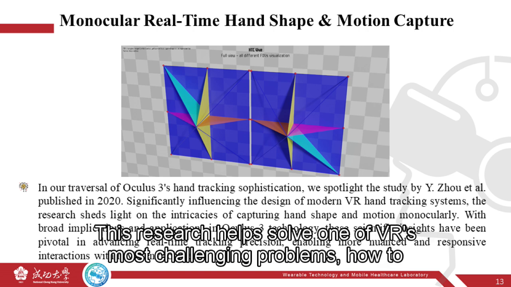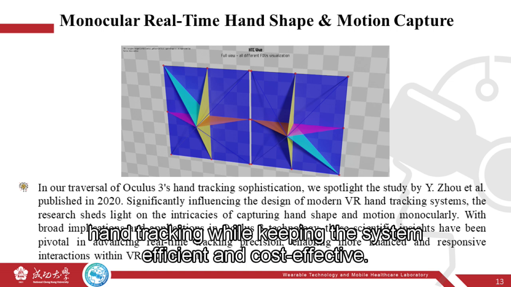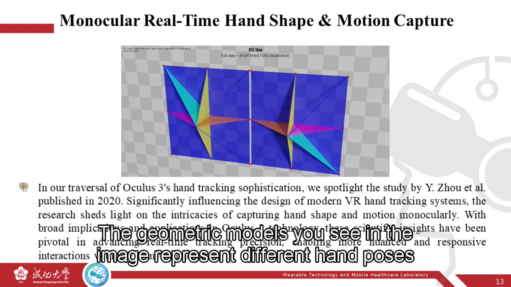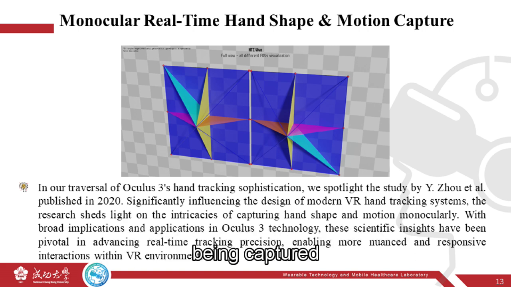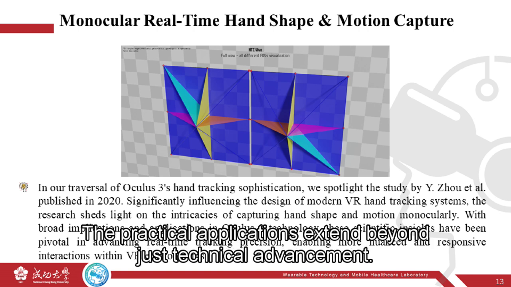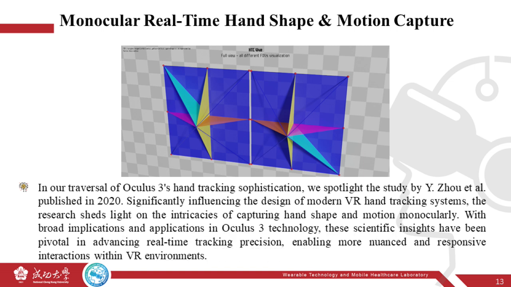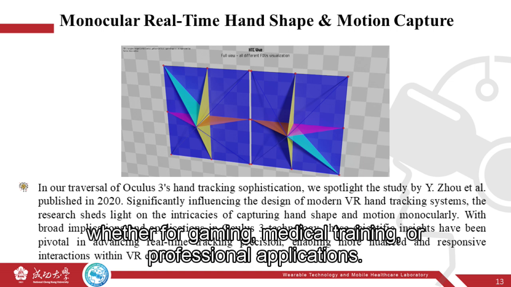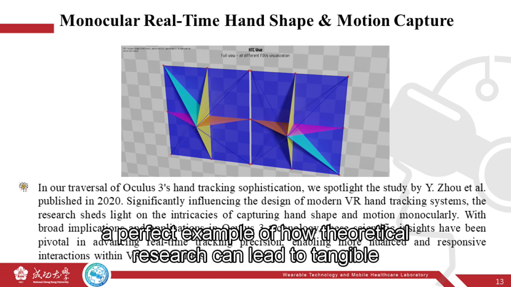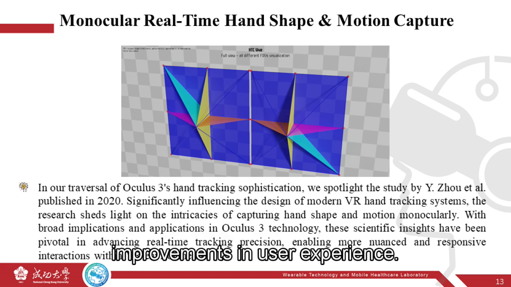This research helped solve one of VR's most challenging problems: how to achieve precise hand tracking while keeping the system efficient and cost-effective. The geometric models you see in the image represent different hand poses being captured and processed in real time. The practical applications extend beyond just technical advancement. This approach has enabled more responsive and natural interactions in VR environments, whether for gaming, medical training, or professional applications. It's a perfect example of how theoretical research can lead to tangible improvements in user experience.